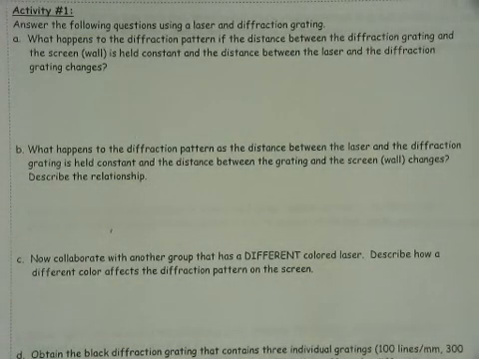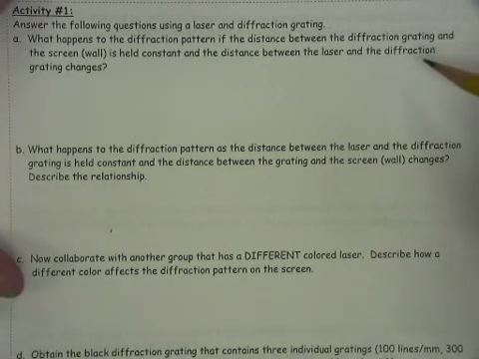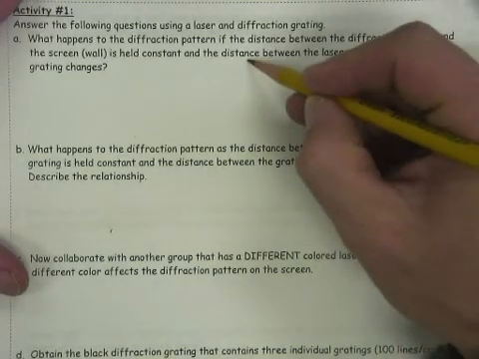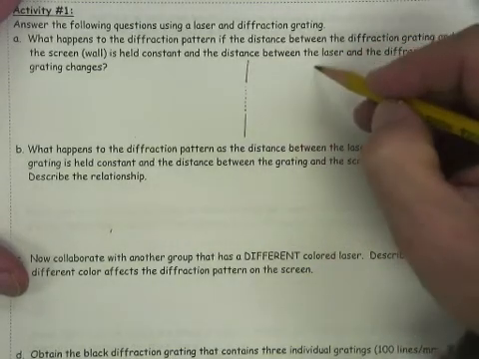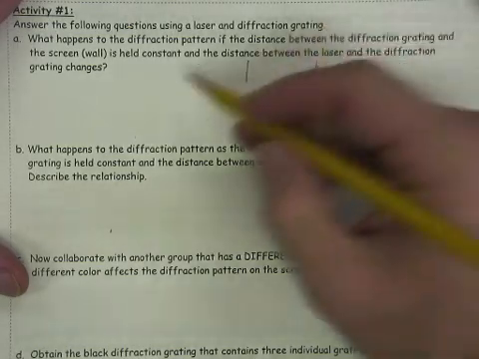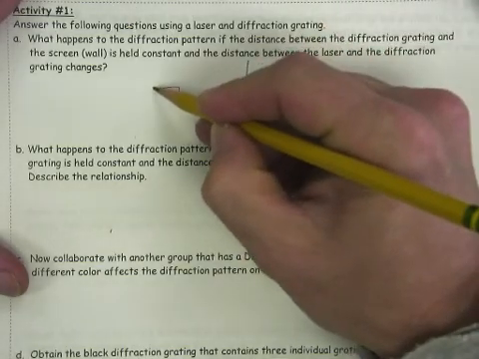So, first question, what happens to the diffraction pattern if the distance between the diffraction grating and the screen is held constant and the distance between the laser and the diffraction grating changes? So what does that mean? If I have my diffraction grating, I'll show it looking like that, and this is going to be my screen, and then this is my laser.